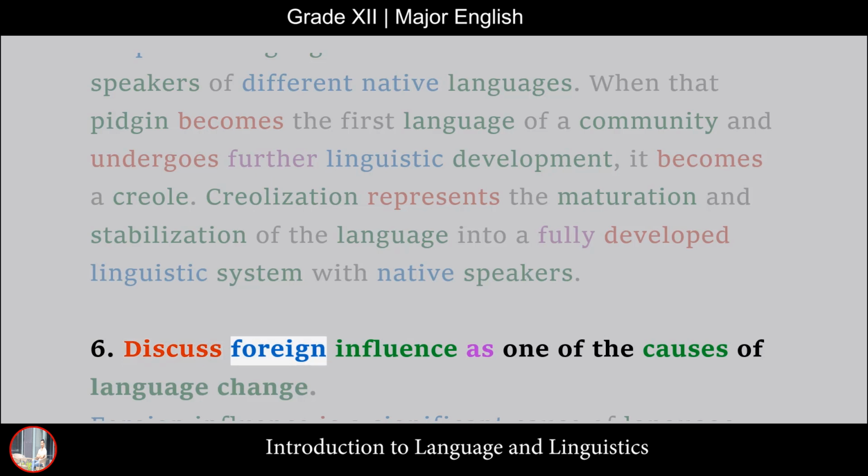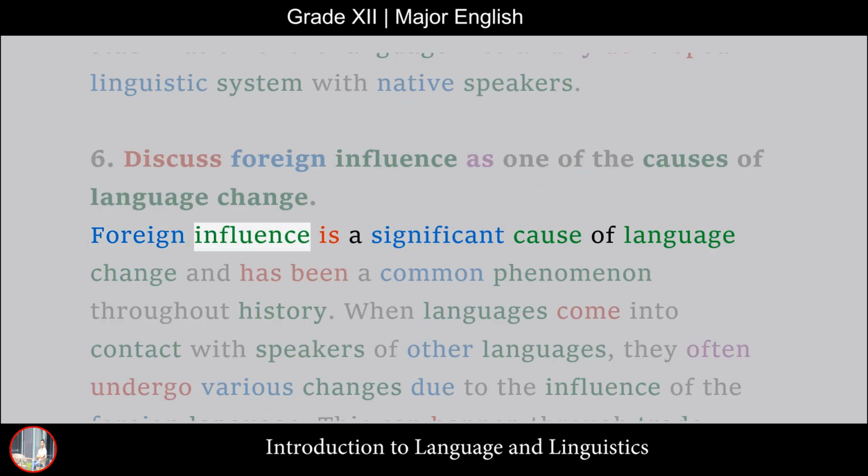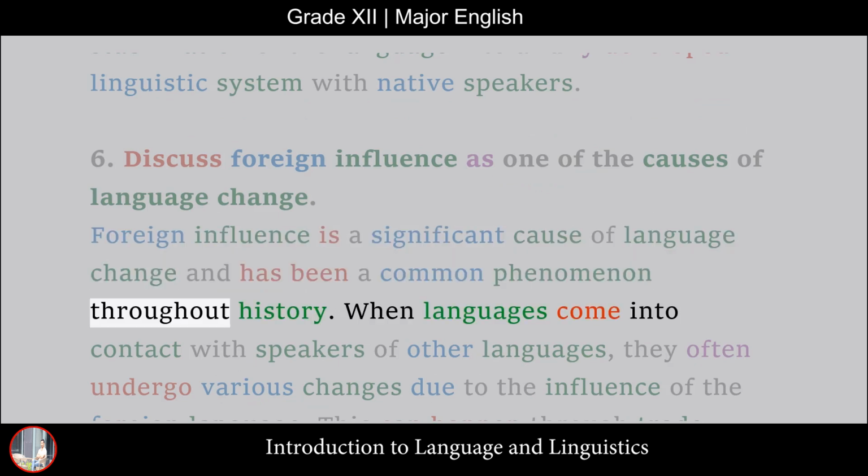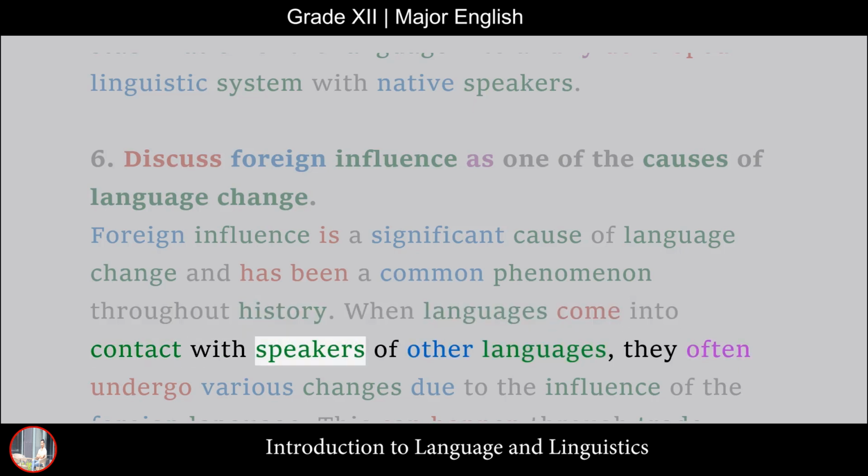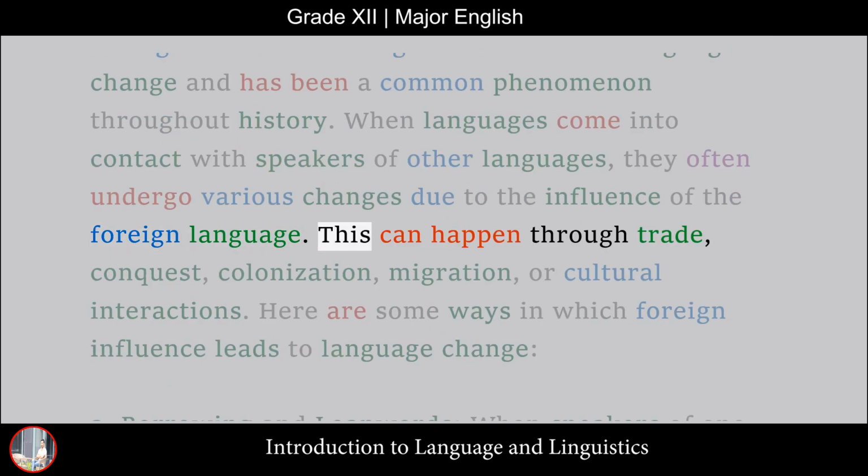6. Discuss foreign influence as one of the causes of language change. Foreign influence is a significant cause of language change and has been a common phenomenon throughout history. When languages come into contact with speakers of other languages, they often undergo various changes due to the influence of the foreign language. This can happen through trade, conquest, colonization, migration, or cultural interactions. Here are some ways in which foreign influence leads to language change.